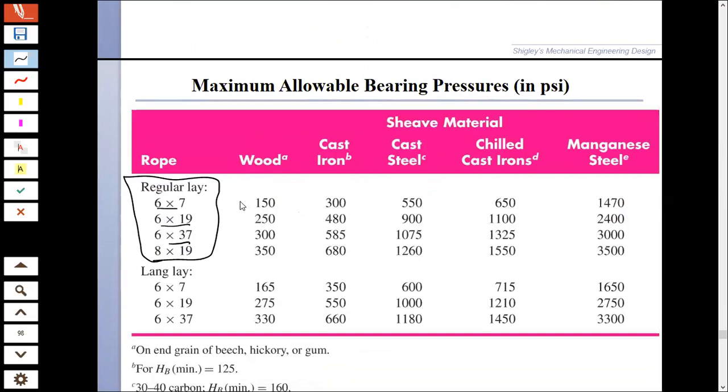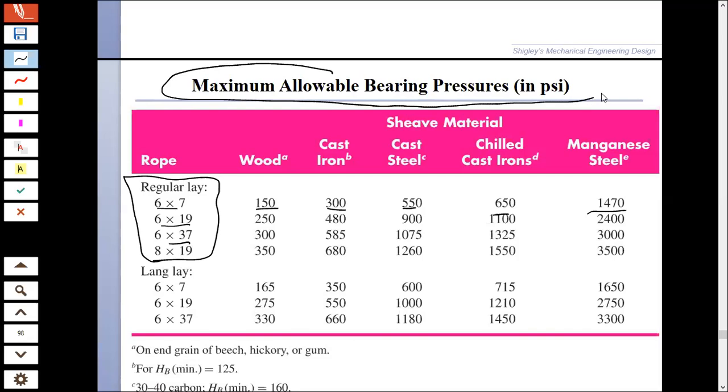And it depends on what your material is. If it is wood, that is 150. For cast iron it is 300, and so on. So these are the values of the maximum allowable bearing pressure.